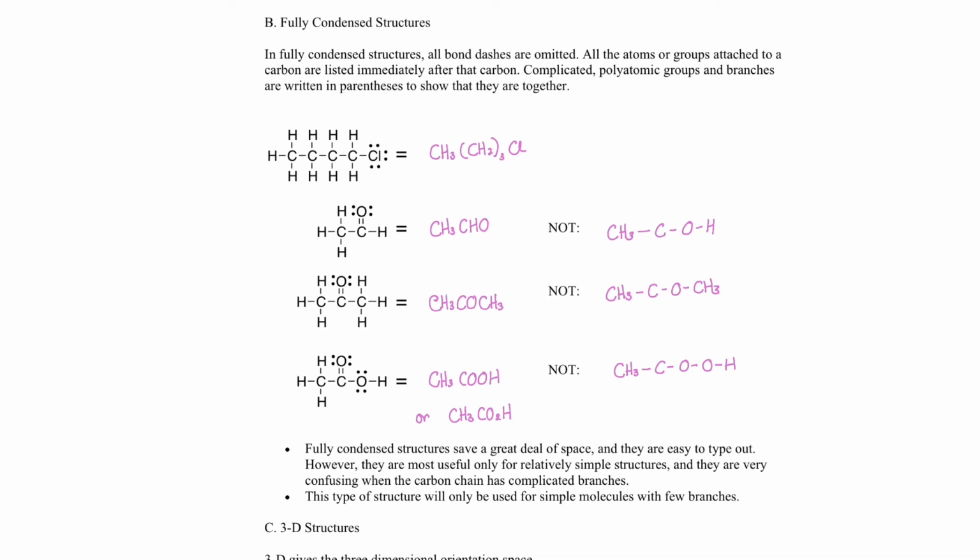What I love about these fully condensed structures is that they save a lot of space and they're really easy to just type out in a Word document. However, they're mostly useful only for pretty much simple structures. If it's too complicated with a lot of branching, then fully condensed structures leave out too much information. So you can only use it for something that's rather simple.